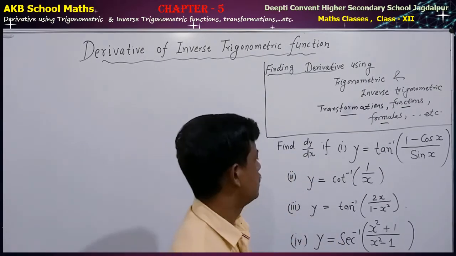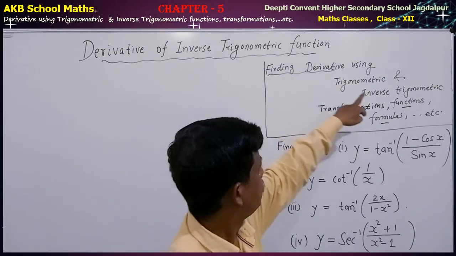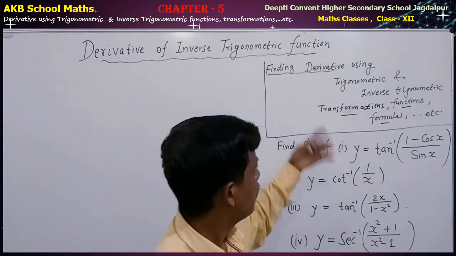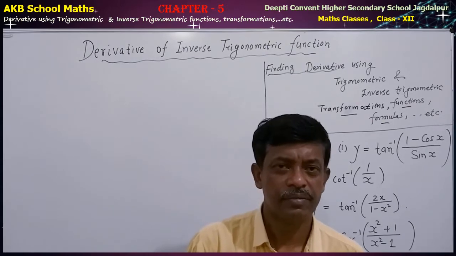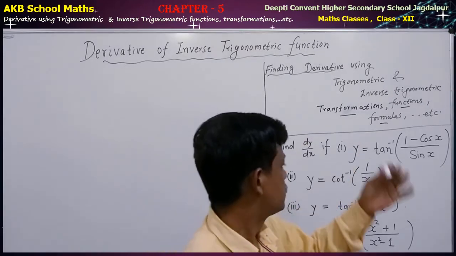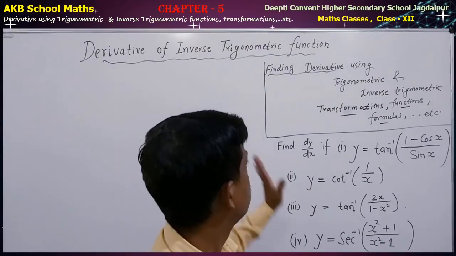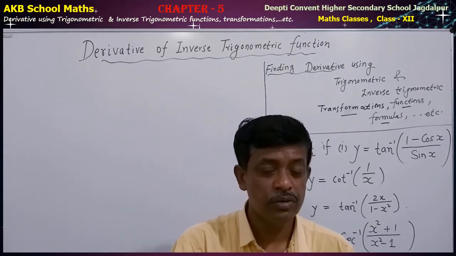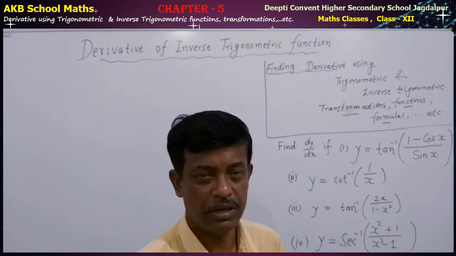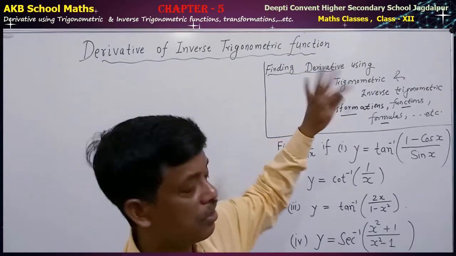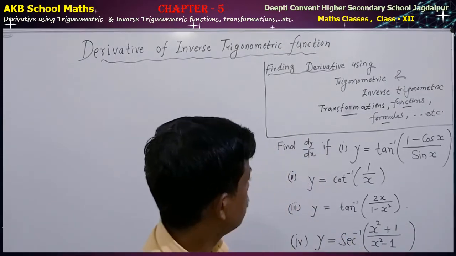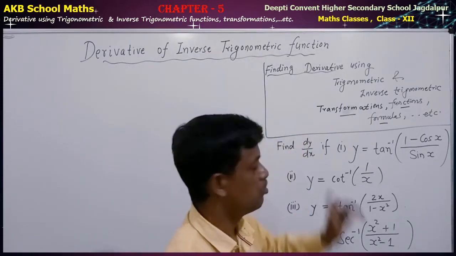And for mixed functions you can use trigonometric formulas, transformations, functions, etc. All the formulas for trigonometry, you know many of them from class 11, and also inverse trigonometric formulas will be used for finding the derivative of the function. First of all, you have to reduce the function as much as possible by using transformations and formulas, and then you have to differentiate the function with respect to x, and then you can find the derivative. Derivative is dy by dx.